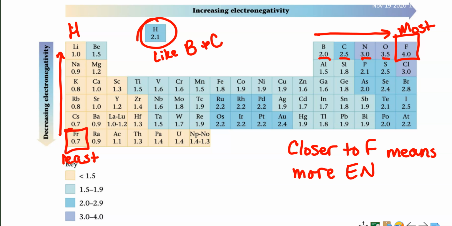But another thing you may have noticed is that there are no noble gases here. Noble gases don't have electronegativity values because they don't share electrons typically. It is possible, but we generally don't consider it. We generally don't think about it too much in regular chem because to make them bond, you have to do extra stuff.